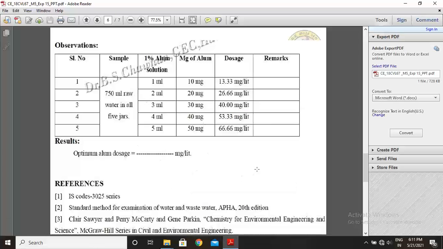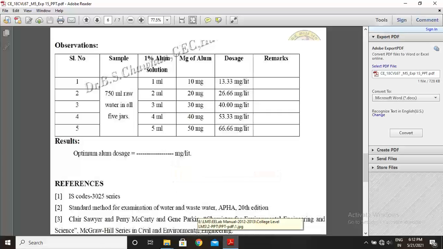Out of 5 jars, for example, the fourth has minimum floc, and then you write optimum alum dose is 53.33 milligram per liter. This is the optimum alum dose result obtained in milligram per liter from the above table based on conducting the jar test for the given water samples while adding alum dose. So this is the calculation and result of the alum dose required.